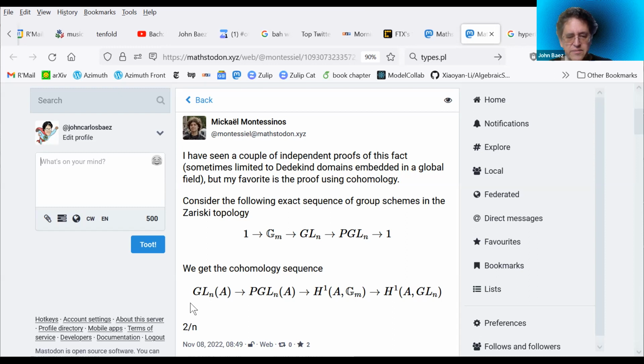I find this slightly misleading here. We're taking cohomology on the scheme corresponding to our Dedekind domain A. So we think of our Dedekind domain as a little space. And then we're taking... Okay, A wasn't involved in the story at all until you introduced this thing here.